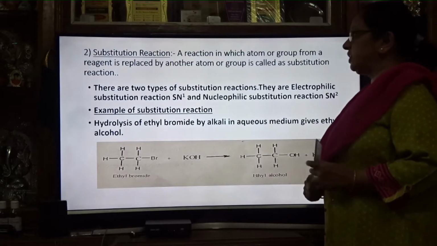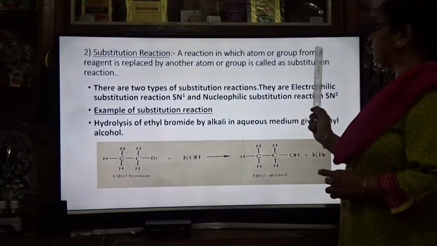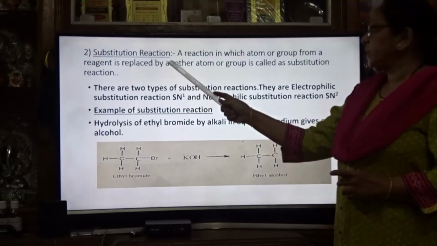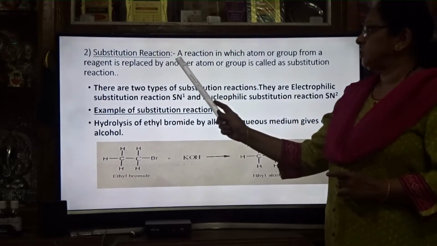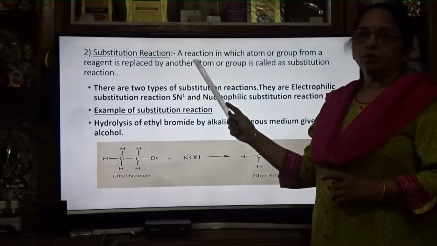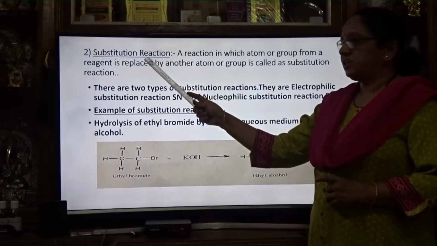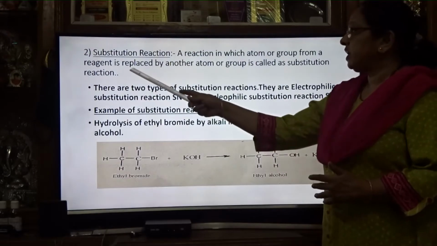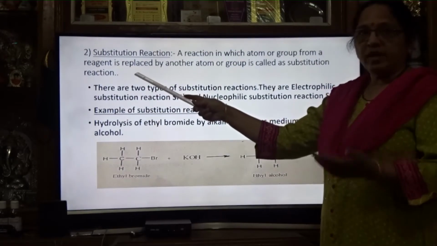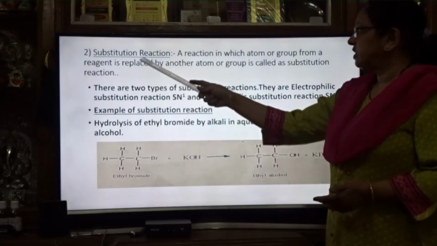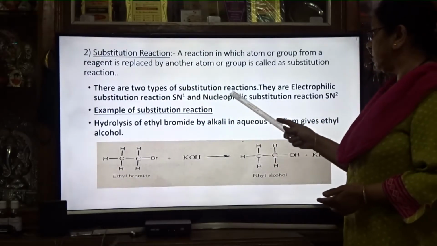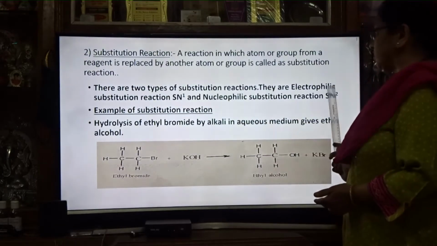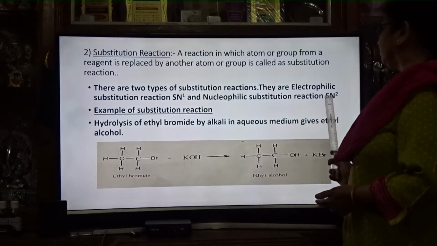Next is substitution reaction. A reaction in which an atom or group from a reagent is replaced by another atom or group is called substitution reaction. When replacement of an atom or group of atoms is taking place, that is known as substitution reaction. In addition, only two or more different kinds are getting added, but here they are replaced. Substitution means one is replaced by another atom or group of atoms. There are two types: electrophilic substitution reaction SN1 and nucleophilic substitution reaction SN2.